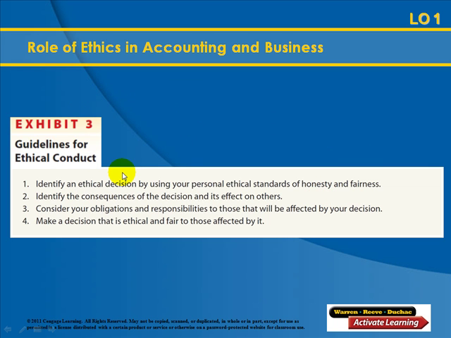Guidelines for ethical conduct. You must identify ethical decisions by using your personal ethical standards of honesty and fairness. If you're not an honest and fair person, you're going to have a really hard time making ethical decisions. We must identify the consequences of the decisions and how it affects others. You must consider your obligations and responsibilities to those that will be affected by your decision. And you must make a decision that is ethical and fair to all of those who are affected by it. Again, if you're not an honest and fair person, you're going to have a hard time making ethical decisions.